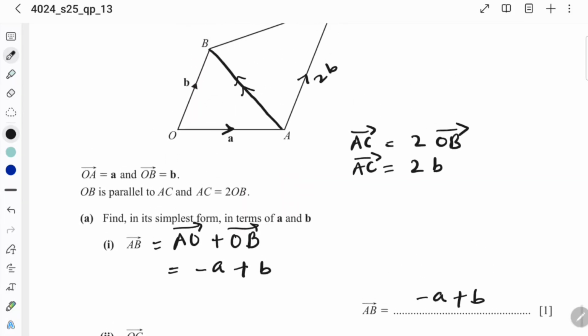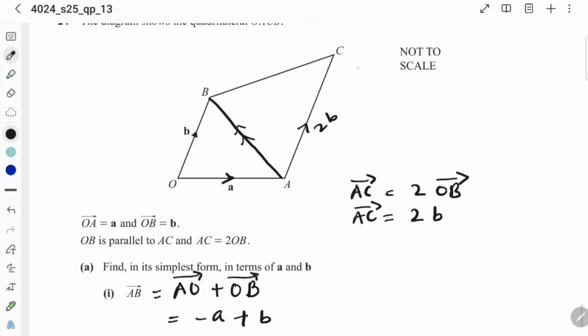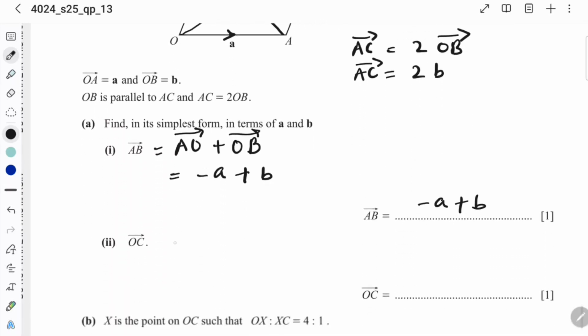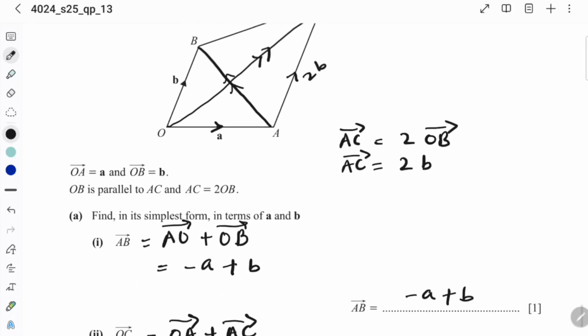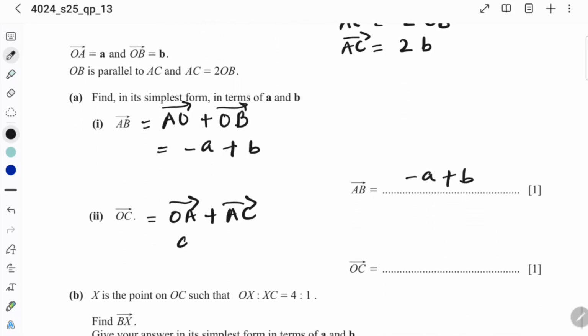OC is required, O to C. So O to C, if I'm just drawing the line like this, is OA plus AC. OA is A and AC is 2B. So A plus 2B is the answer for this question.